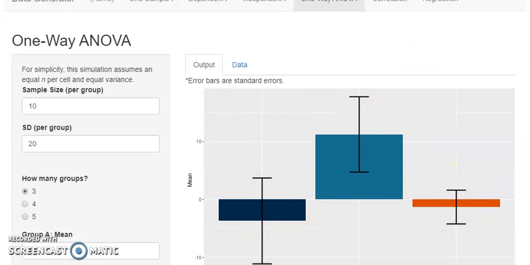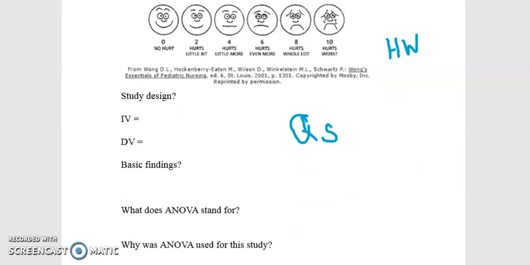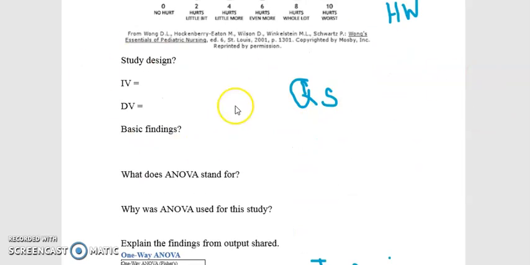Okay, so now I want to talk to you a little bit about your homework. Your homework, I want you to go through and listen to this NPR piece. I gave you a little bit of a summary going on there. So then you're also going to answer some questions from the NPR study. What were the basic findings? Tell me the IV, tell me the DV, tell me the study design. If you wanted to print this or take notes, you could.